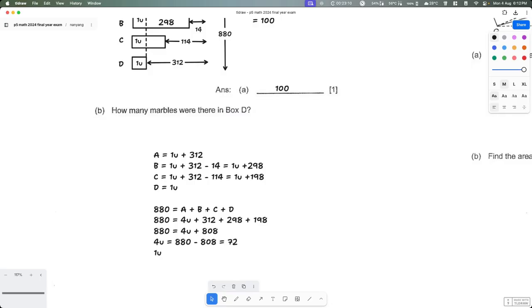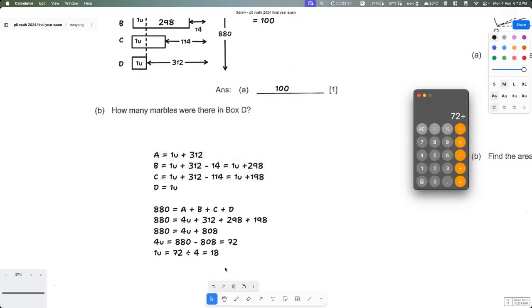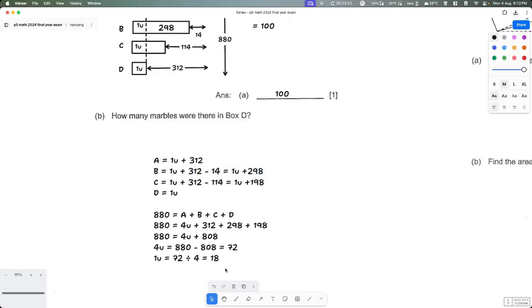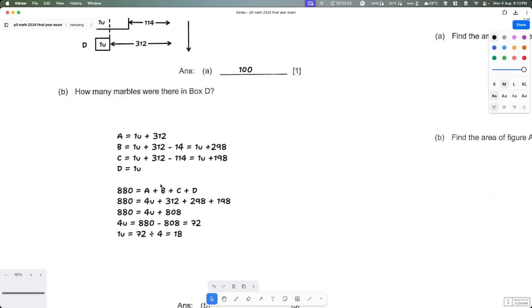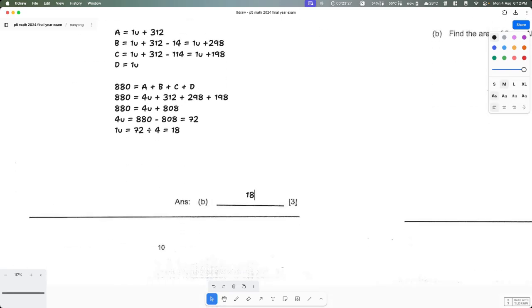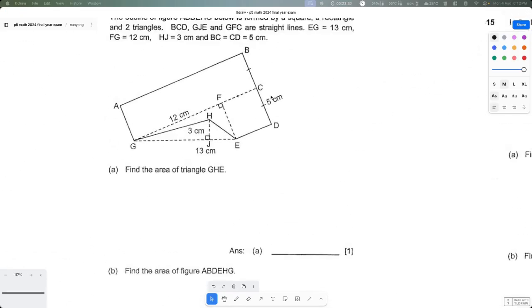So 4 units is equal to 72, and then we divide by 4. This will give us 18. Let's double check. Divide by 4, we get 18. And box D is essentially 1 unit, which is 18. There you go. All right, let's move on to the next question.